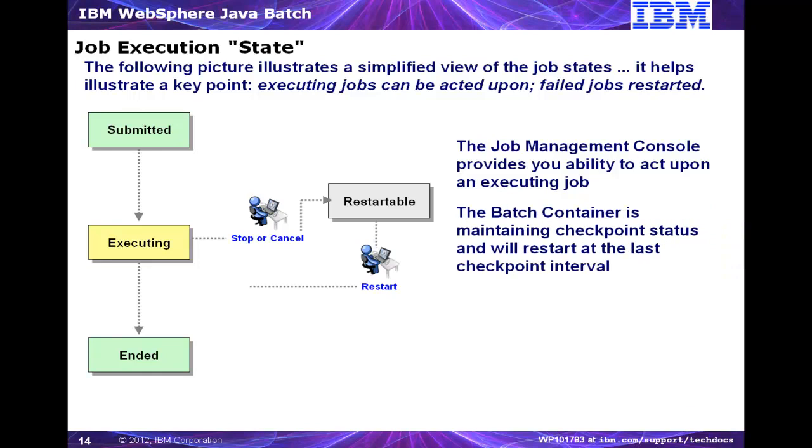Do you recall the earlier point about checkpoint processing? The WebSphere Java Batch container maintains an awareness of the checkpoint status. This allows you to restart the job and have it pick up execution at the last committed checkpoint interval. The same holds true if a job is thrown into a restartable state because of a problem. The checkpoint processing will roll back to the last good checkpoint interval, and when you restart the job, it will pick up from that point.